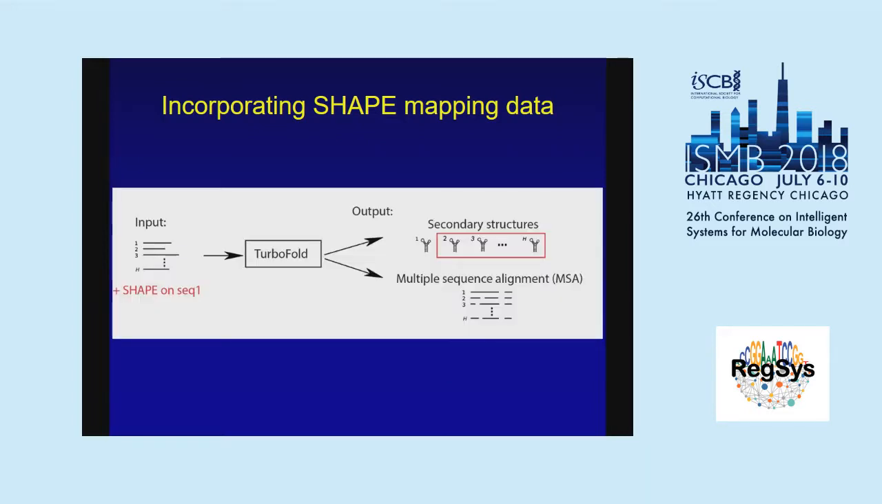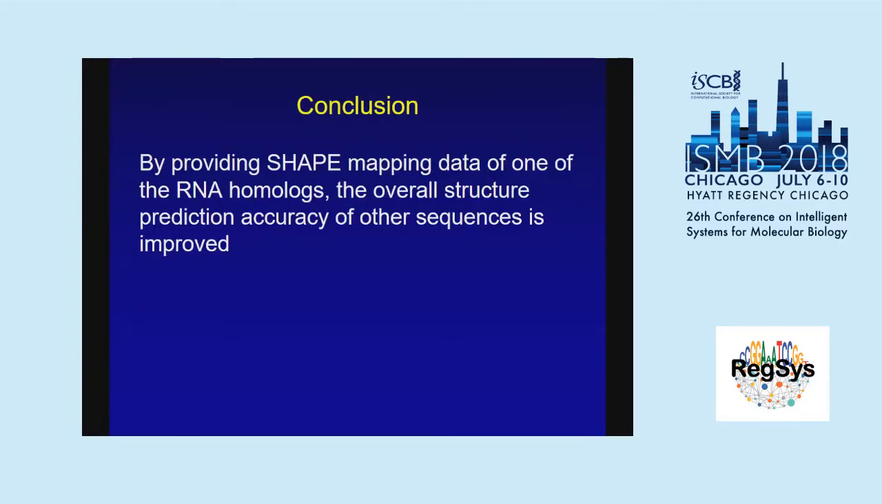So I give the input of homologs plus the SHAPE data on one of the sequences. And then I find out the average structure prediction accuracy is improved for the sequences without the SHAPE mapping data. So the conclusion is that using SHAPE mapping data can help with the structure prediction for the sequences without SHAPE data.